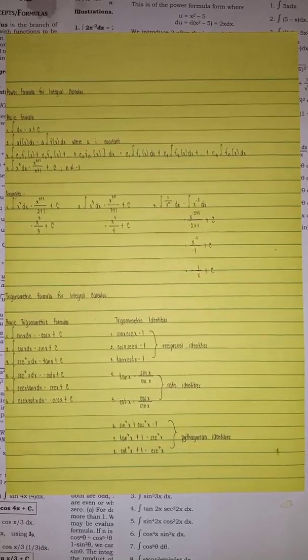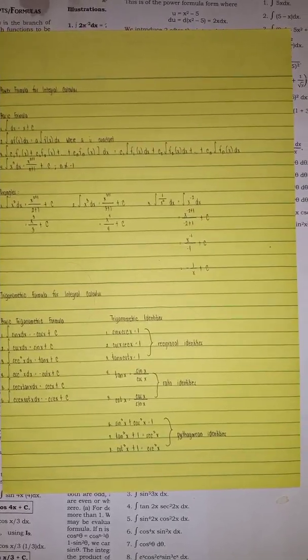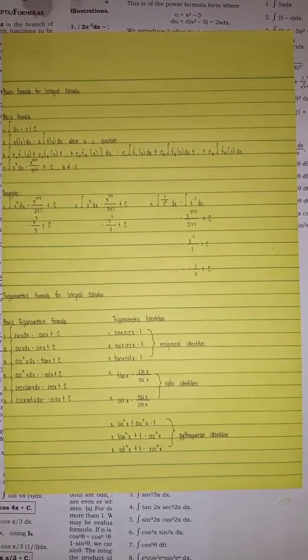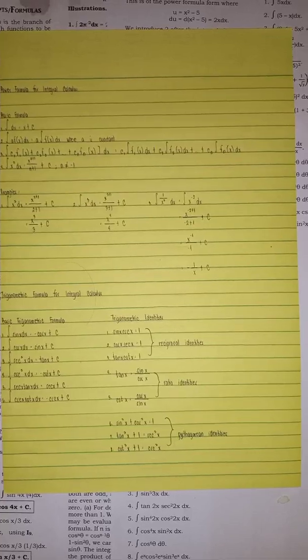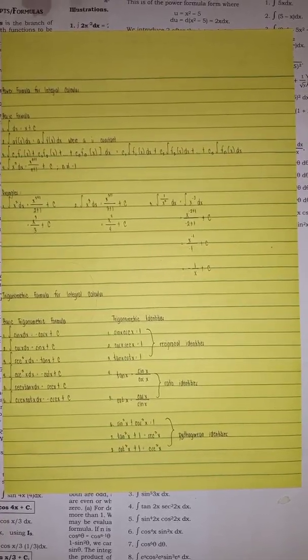Number 1. The integral of sine x dx is equal to negative cosine x plus c. Number 2. The integral of cosine x dx is equal to sine x plus c. Number 3. The integral of secant squared x dx is equal to tan x plus c.